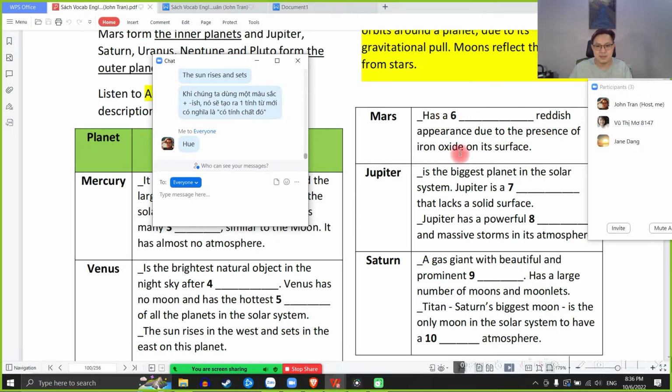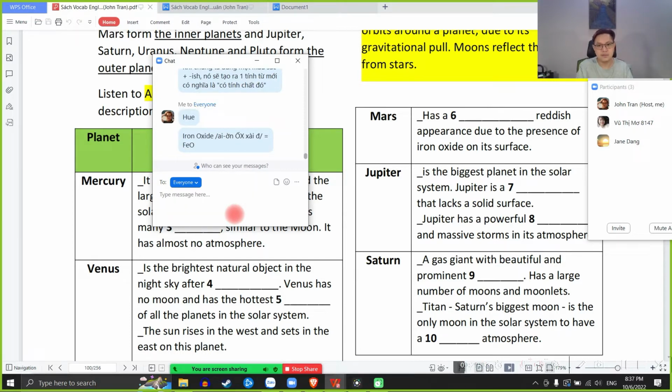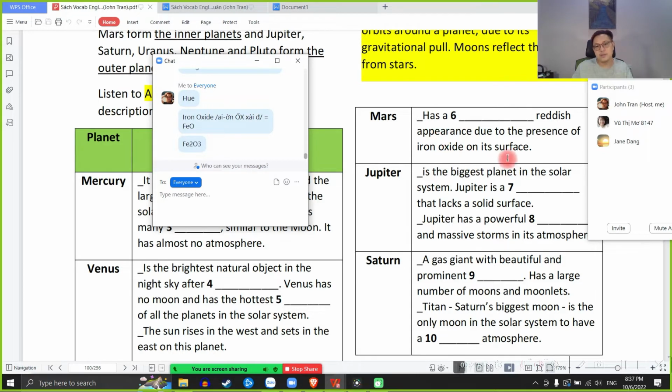Due to the presence of iron oxide on its surface. Iron oxide. Sắt oxide. Iron oxide on its surface. It can be Fe2O3 as well. Sắt 3 oxide, nó có màu đỏ. So iron 3 oxide, it has a red color. So due to the presence of iron oxide on the surface, do sự hiện diện của sắt oxide trên cái bề mặt của nó có màu đỏ đỏ vậy.